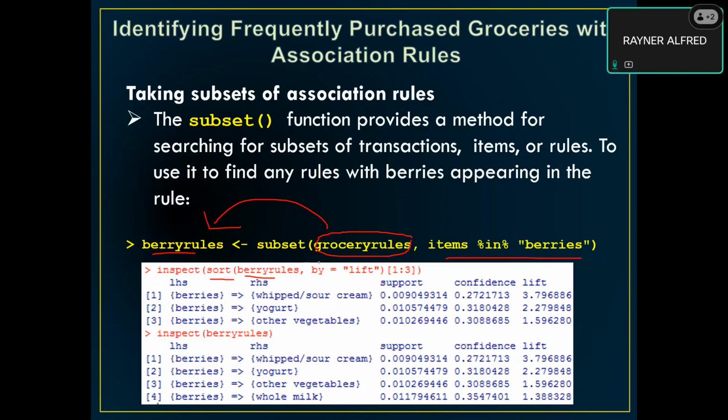So over here we only do the sorting based on the lift, top 3 only. So based on this, we can also inspect the rules that we have here. So we have these 3. So these are the rules that we have. Okay. So these findings are very important, not for us, but for the owner of the shop.